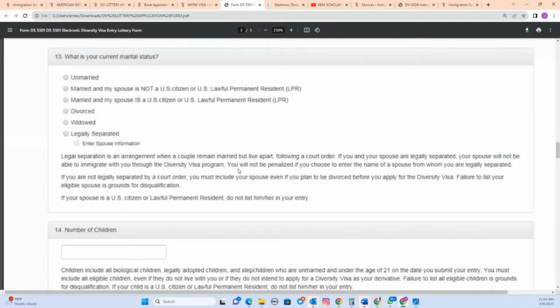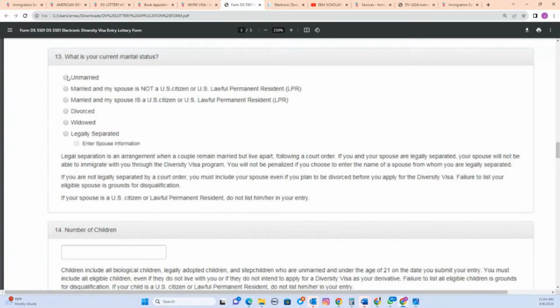Don't put your girlfriend. Don't put your fiancé. There is no such information here. Remember, if you put here that you are married, and you put information of a person who is not your wife, and you win, you are married to another person, you are going to put yourself in jeopardy. You will be denied the visa. So if you are unmarried and you plan to get married, remember, we talk about being married on the day of application.